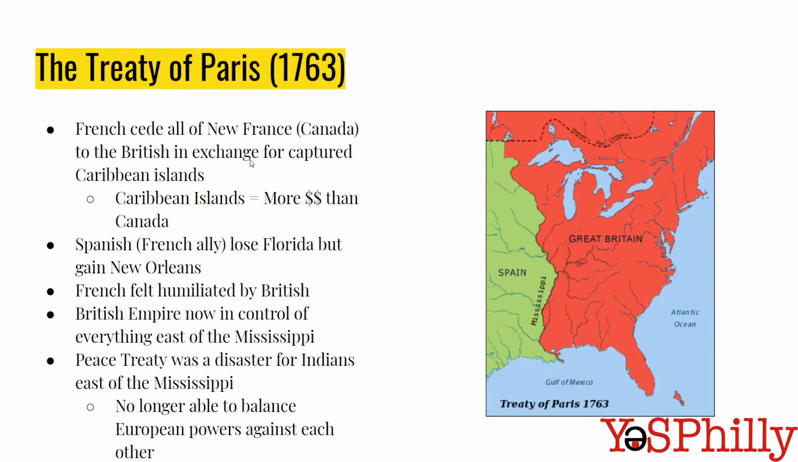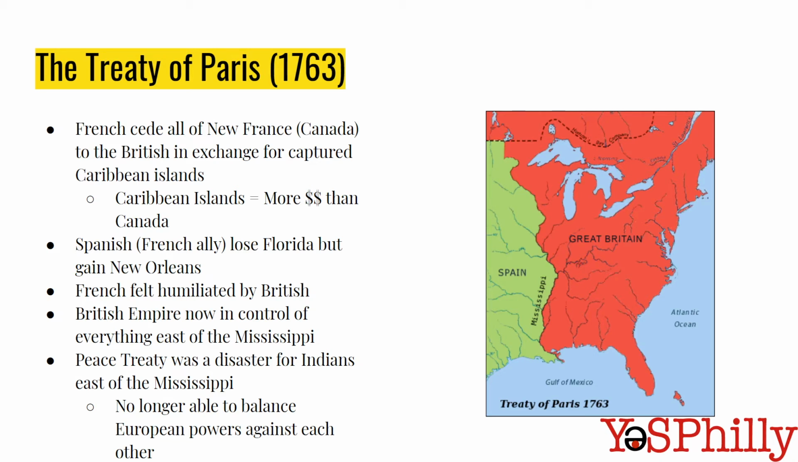In the Treaty of Paris, the French cede all of New France, modern-day Canada, to the British in exchange for captured Caribbean islands. You can look, Canada is a big honking place, and these Caribbean islands were really small, but the thing was, these Caribbean islands were worth more money to France than Canada was. The Spanish, who were a French ally, lose all of Florida, but gain New Orleans.